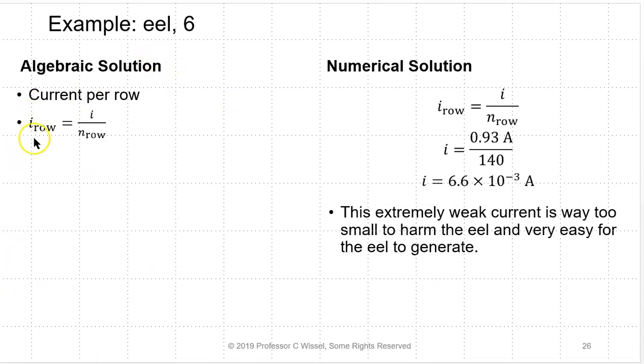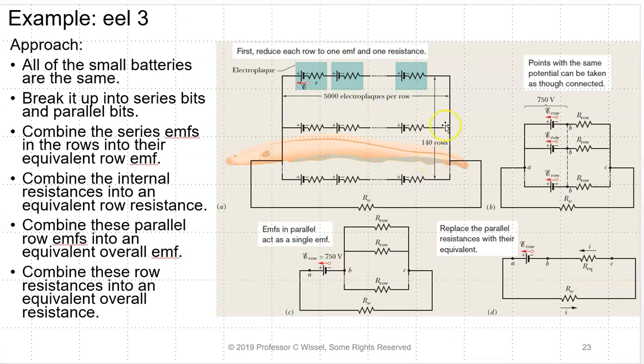Okay, so the current per row is I_row equals I over N_row. The numerical solution then becomes, the current then is 0.93 amps divided by 140 rows, or 6.6 milliamps. This extremely weak current is way too small to harm the eel, and it's very easy for the eel to generate. In other words, it's basically a marvel in engineering. It's amazing how he's managed to get this circuitry.